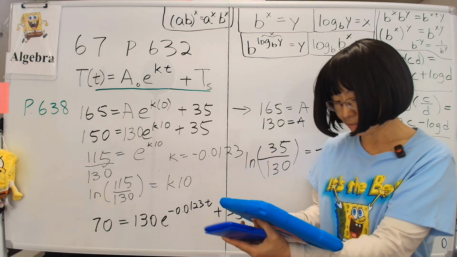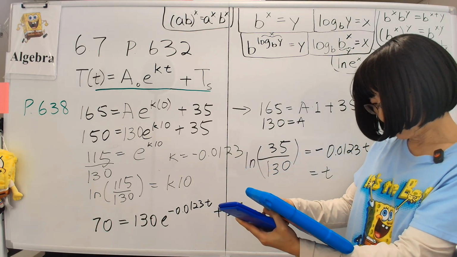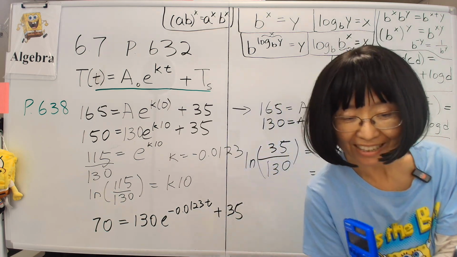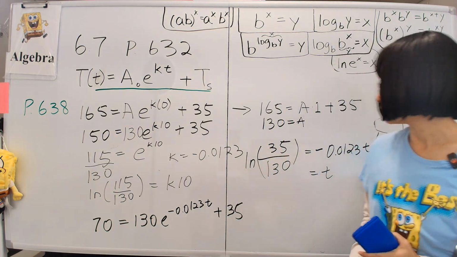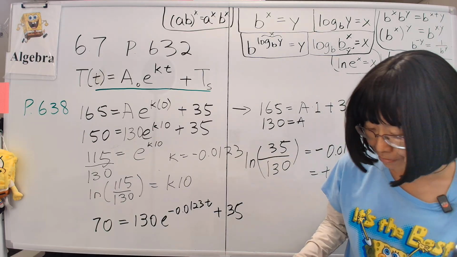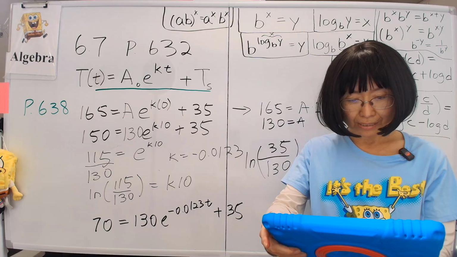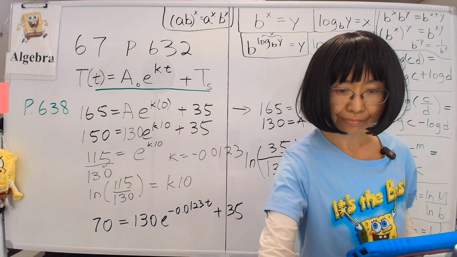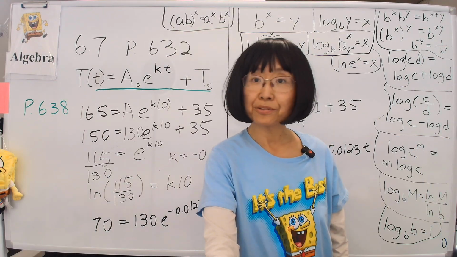Let's see what the answer is. 106.68. Yep, that is what I have. That's what the book has, and that's what I have. And that should be the answer of this example. Next we are going to look at something called logistic growth, which I will continue in the next video.